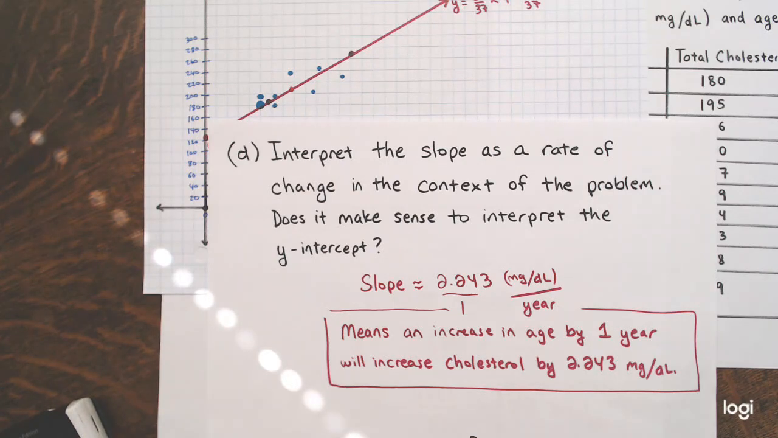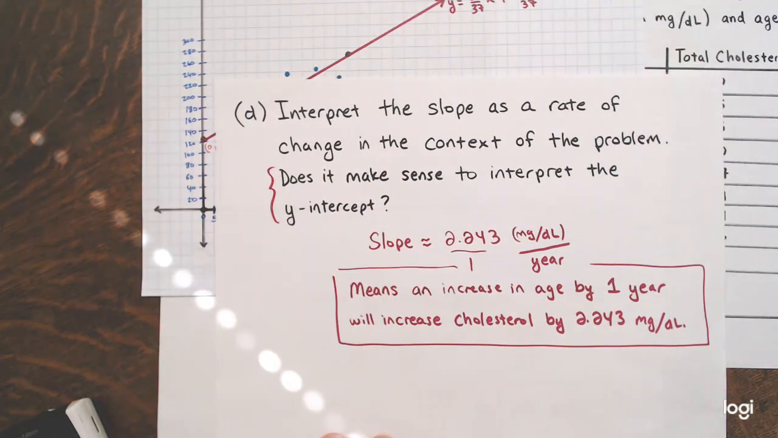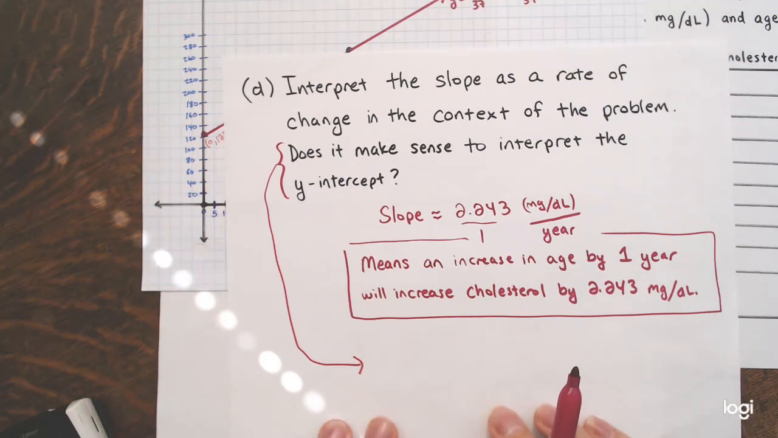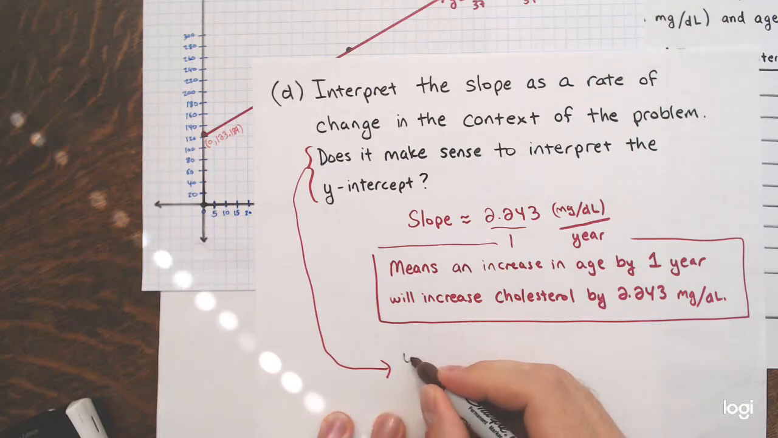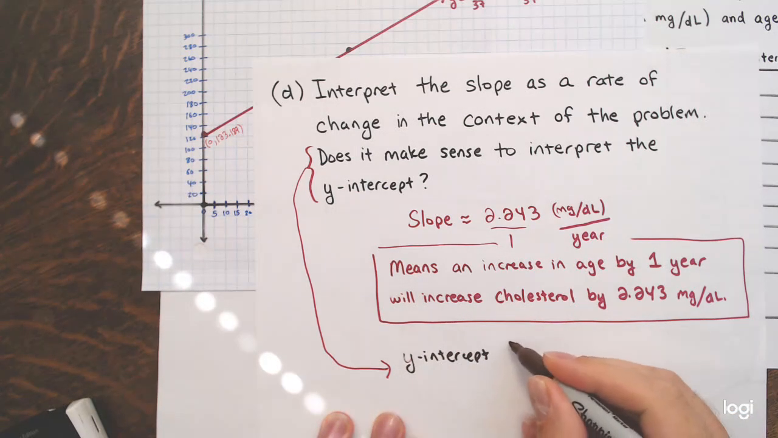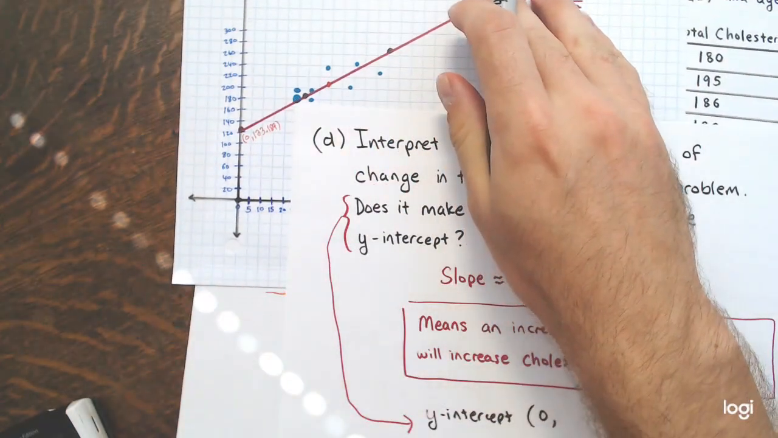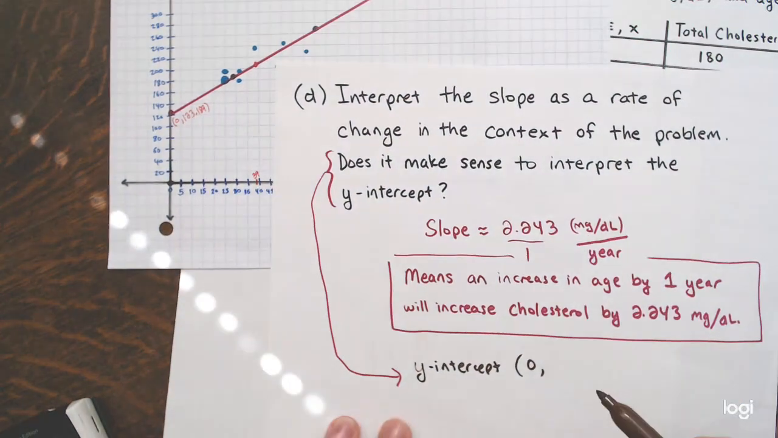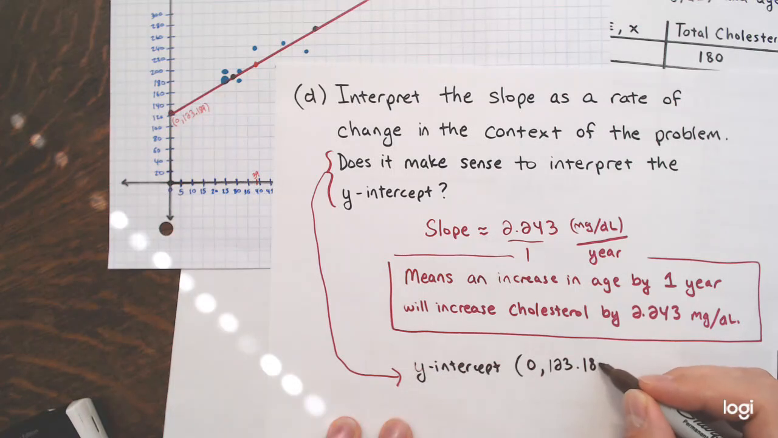All right, now this question here. Does it make sense to interpret the y-intercept? Does the y-intercept make any sense in real life? The y-intercept is the point 0, right? This point here on the graph of my line, this 0, comma, and then 4,558 divided by 37, or approximately 123.189.